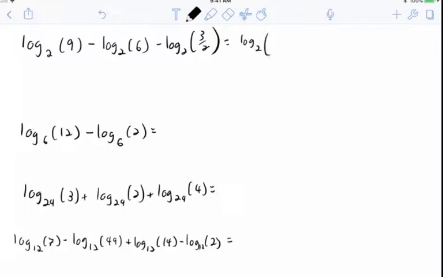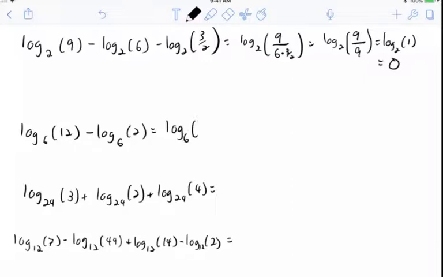Log base 2 of 9 divided by 6 times 3 over 2. So it becomes log base 2 of 9 divided by... Alright, 6 times 3 is 24. No, 6 times 3 is 18 divided by 2 is 9. So this is log base 2 of 1. What's that output? That's 0. We learned that in the last video. Alright, let's try this one. Log base 6 of 12 divided by 2. So 12 divided by 2 is 6. Oh, I know that one. That's 1.